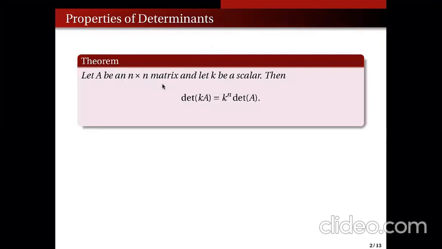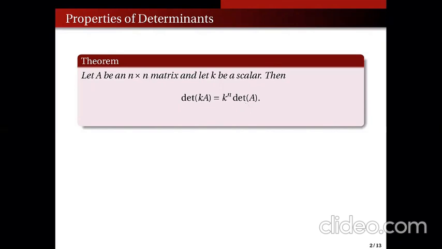Let A be an n by n matrix and let K be a scalar. Then the determinant of KA is equal to K to the n times the determinant of A. So here, in KA, we are multiplying all the entries of A by that scalar K. So if we want to find the determinant of KA, we just have to factor out that K and raise it to the power n, the size of the matrix, and then multiply that to the determinant of A.